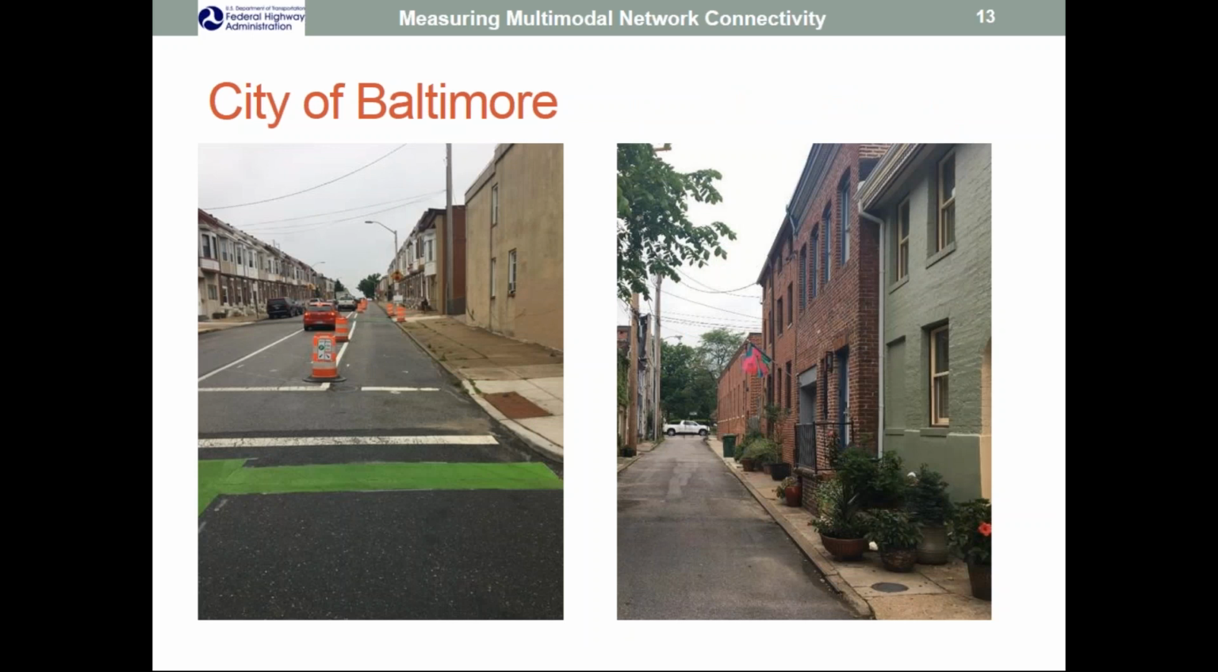Thanks, Hannah. So you can see here the city of Baltimore. What we were looking at within the city of Baltimore is how to think about pedestrian connectivity when you have a robust built-out network. Baltimore has been around for long enough that they have sidewalks almost everywhere. So the question we were asking is, once your sidewalk network is complete, are you done?